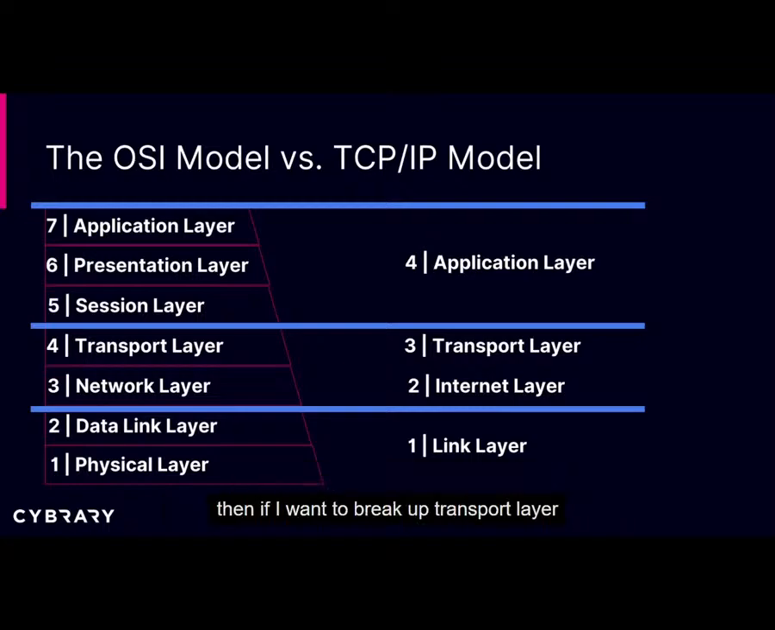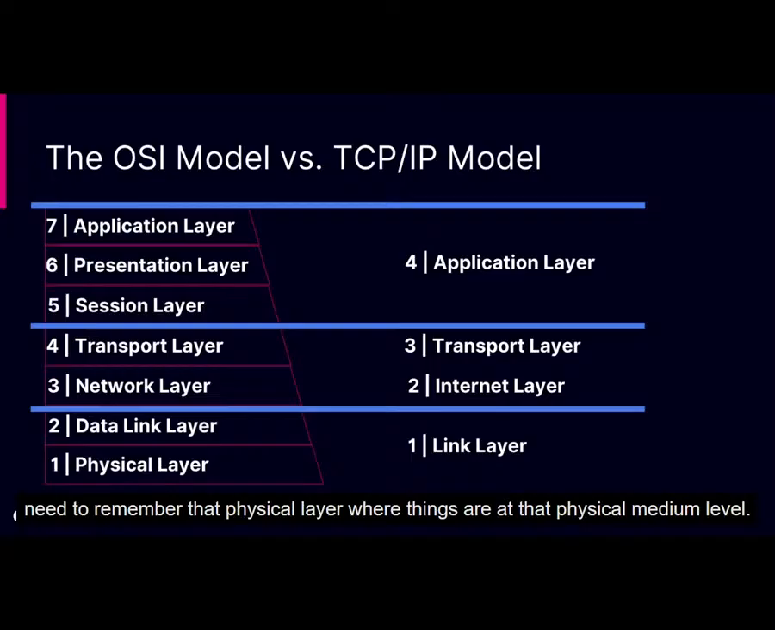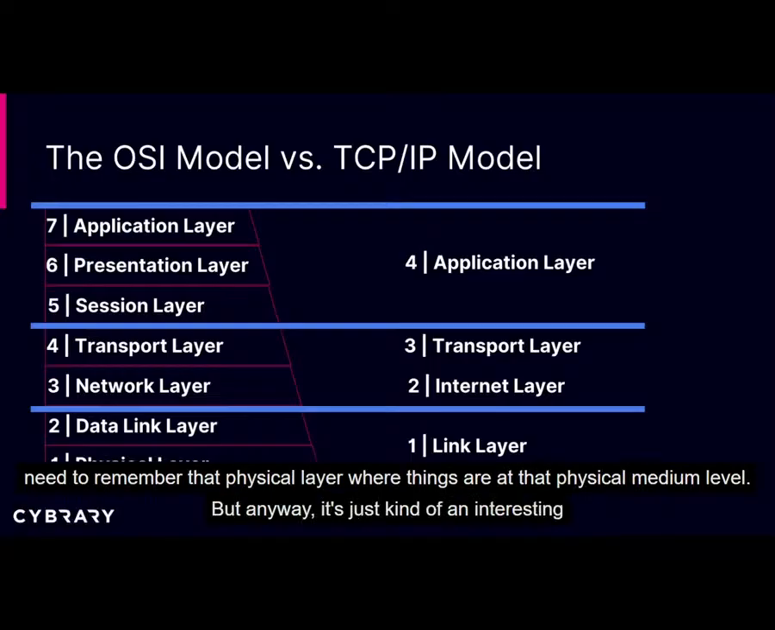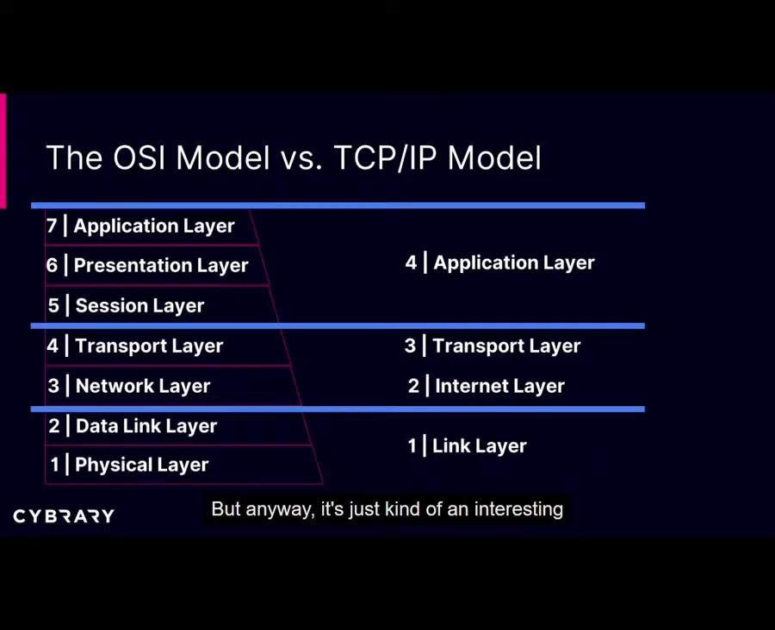And then if I want to break up transport layer and network layer, I can think about, okay, this is sort of the networky part of the layers here. And then data link layer and physical layer, both being in the link layer, that's not quite as helpful because you still need to remember that physical layer where things are at that physical medium level. But anyway, it's just an interesting way that I look at things. I hope maybe looking at that is helpful for you as well.